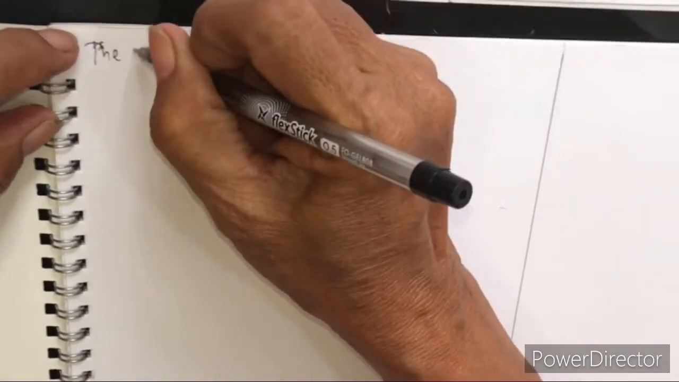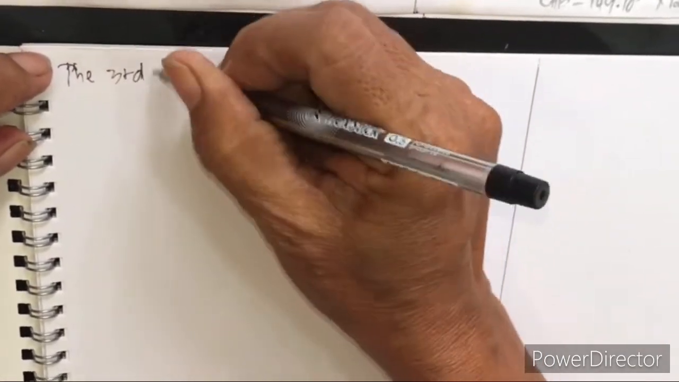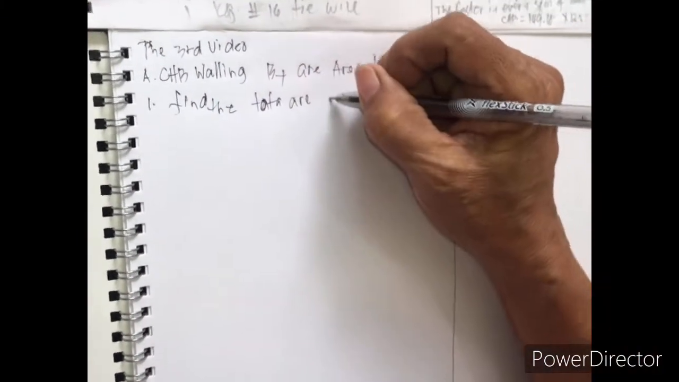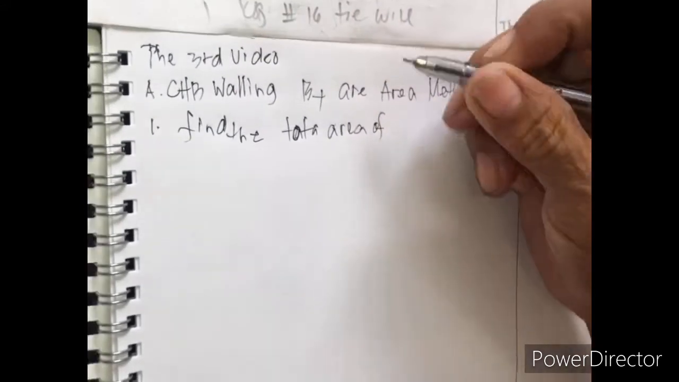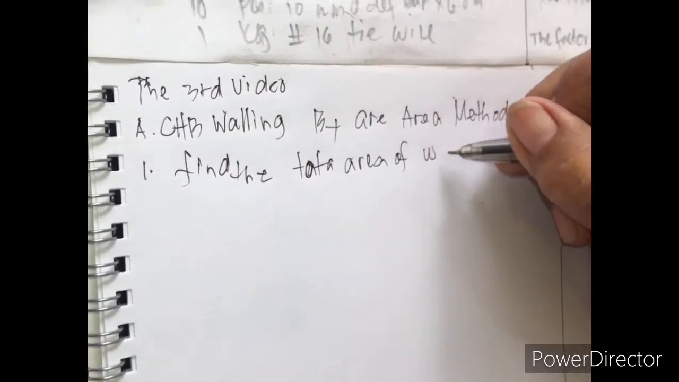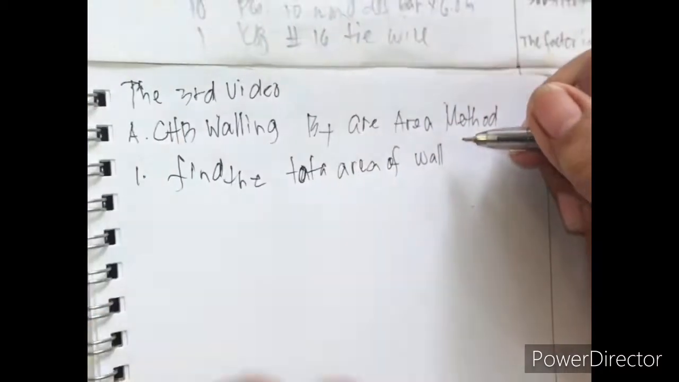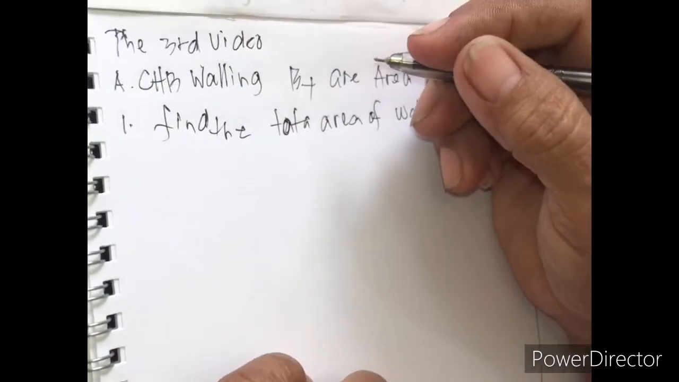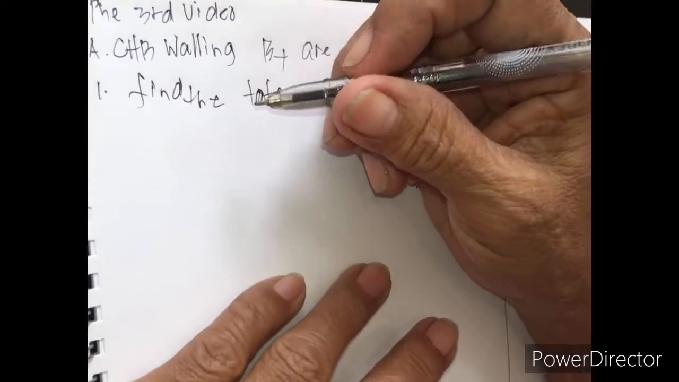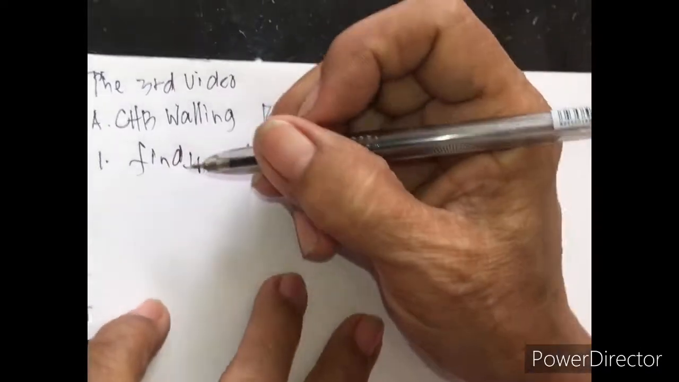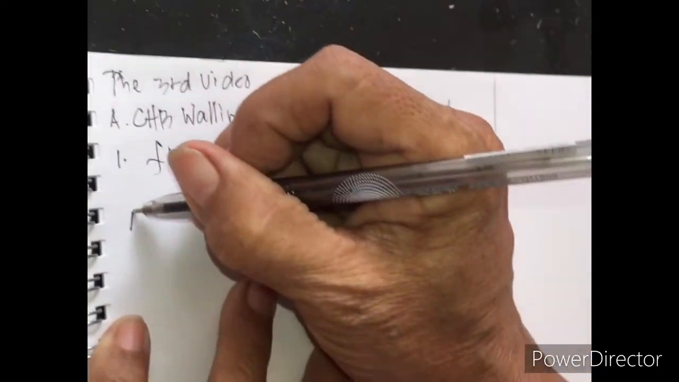The third video. Total area of the wall. To determine this, we solve the total area of the wall minus the openings. This is the formula.